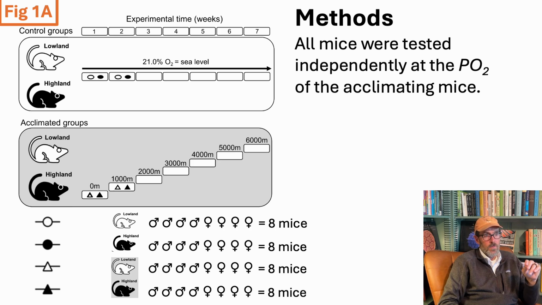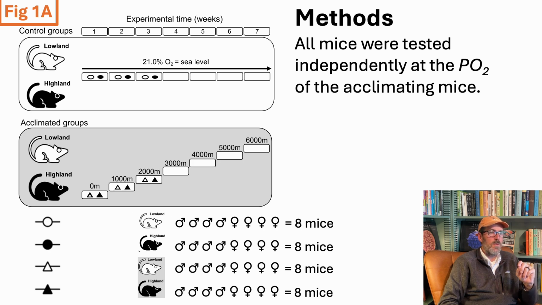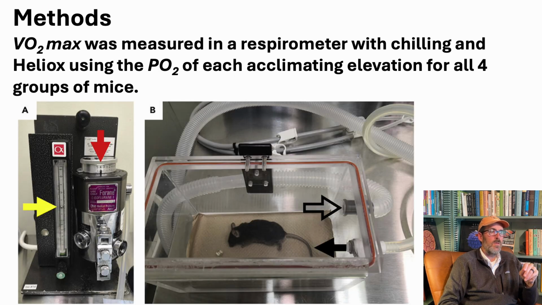Same scenario for 1,000 meters in the control, open circle, closed circle, in the acclimated, open triangle, closed triangle: 1,000 meters, 2,000 meters, 3,000 meters. And I just interlude here that they're measuring VO2 max, and VO2 max is measured in a respirometer with chilling and heliox using the PO2 at each acclimating elevation for all 4 groups of mice. All of them were exposed to the same PO2, and they were chilled.